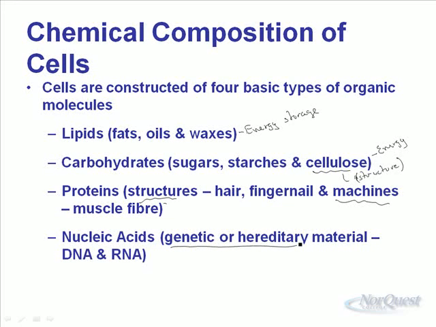So all the structures in cells are composed of these 4 types of molecules: lipid molecules, carbohydrate molecules, proteins, and nucleic acids. Those are the 4 types of molecules that all of our cells contain.